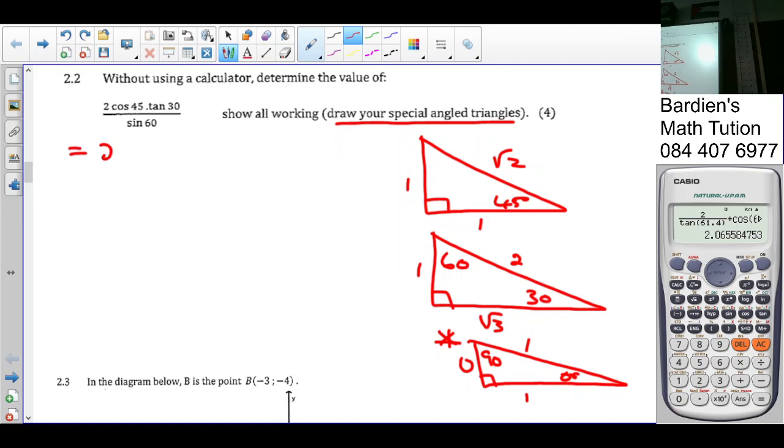So we got 2. Cos of 45. Cos is adjacent over hypotenuse. So it's going to be 1 over root 2. Tan of 30. Tan is opposite over adjacent, so it's going to be root 3 over 2.